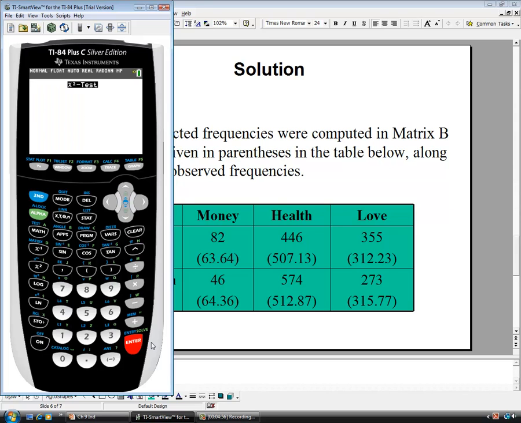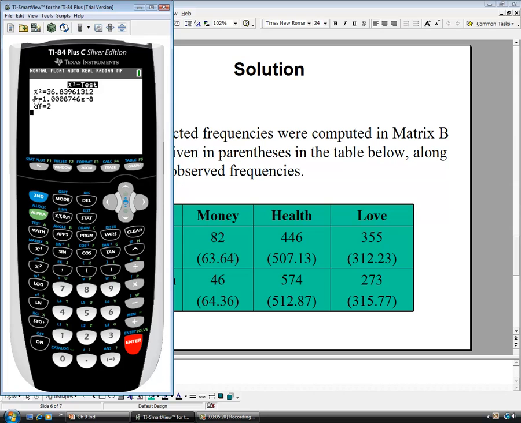So we hit enter. Now, we entered it into matrix A. You can change these if you want, but I would suggest you just leave them at A and B and don't mess with them at all. And you just have to go down to calculate. So our observed values are in A. The calculator is going to put the expected values into B and then calculate the test statistic and p-value.